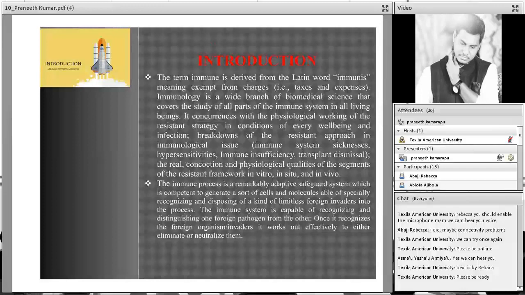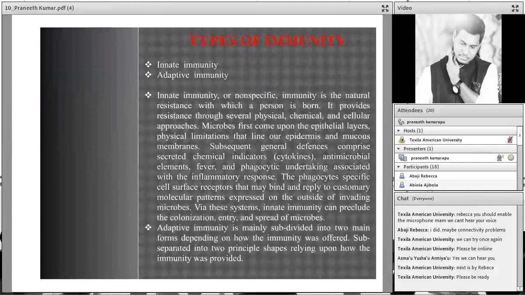The immune system is a remarkably adaptive defense system which is competent to generate a variety of cells and molecules able to specifically recognize and dispose of an almost limitless number of foreign invaders into the system. It is also capable of recognizing and distinguishing one pathogen from the others. Once it recognizes foreign organisms, it works effectively to either eliminate or neutralize them.